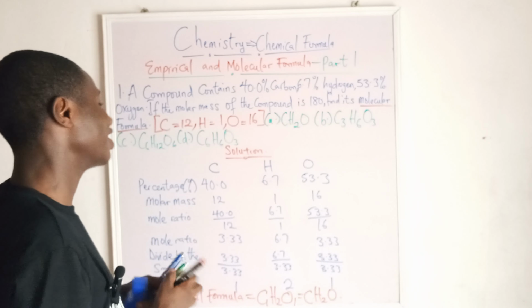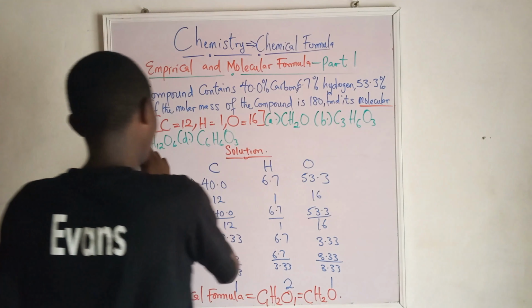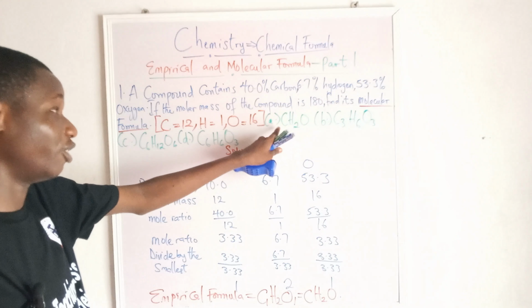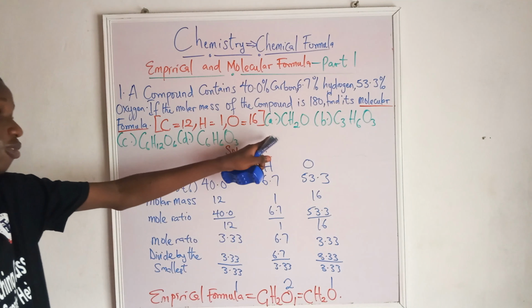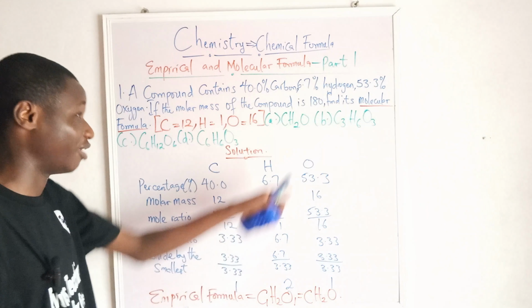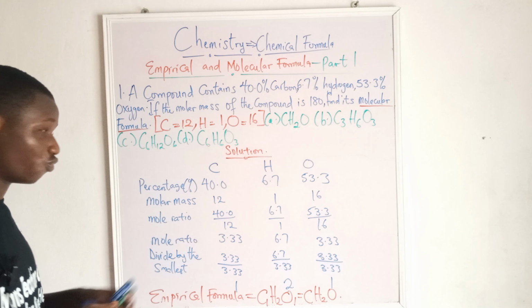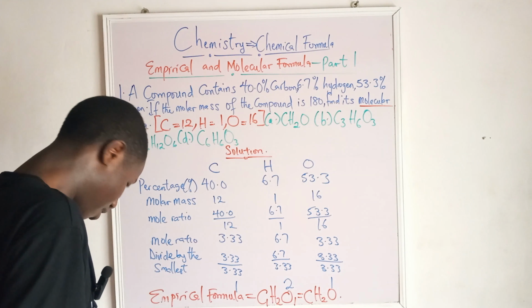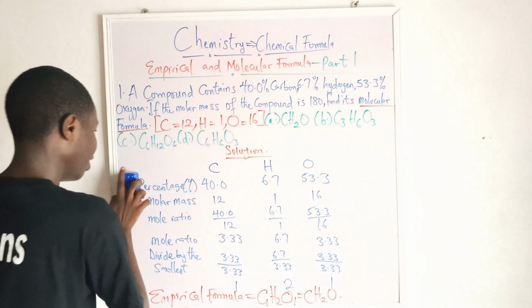Now, the question is not asking us for the empirical formula. The question is asking us for the molecular formula. If you even look at the options, they already put CH2O there. So when you do this, you firstly think you have gotten it. Some of you will be rushing and you quickly go and pick A. You are wrong. Now, the next thing we want to do is to find the molecular formula. Now, how do you do that? Let me now teach you.